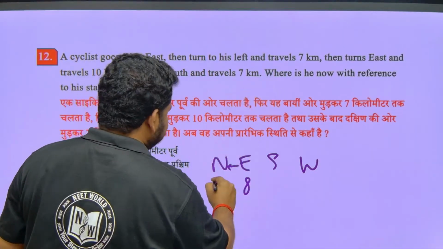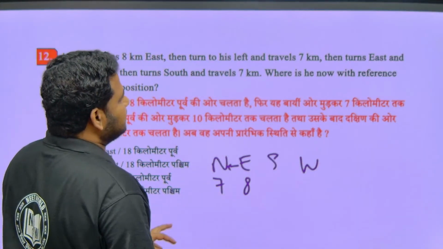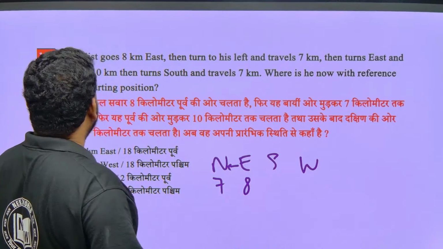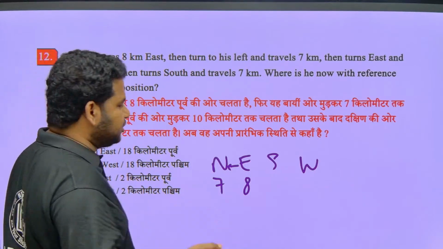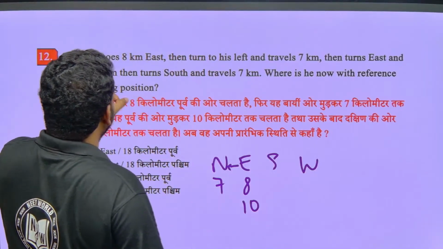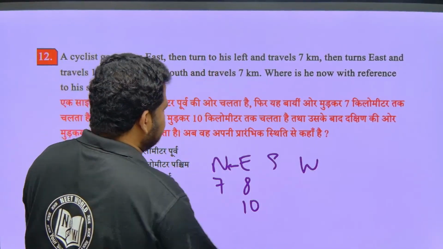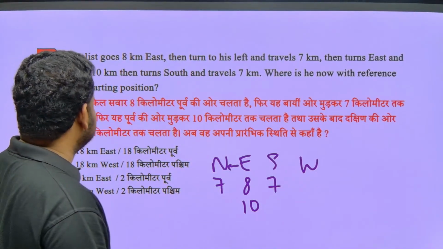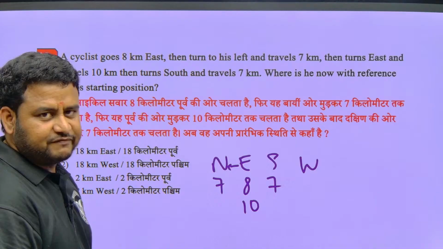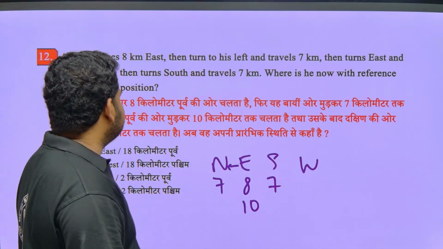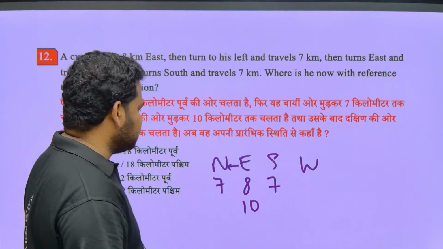And travels 7 km. Then turns east and travels 10 km. Under east you write how much? 10. And then turns south and travels 7 km. Under south you have to write 7. That's it. Where is he now with reference to his starting point? This is what they are asking.